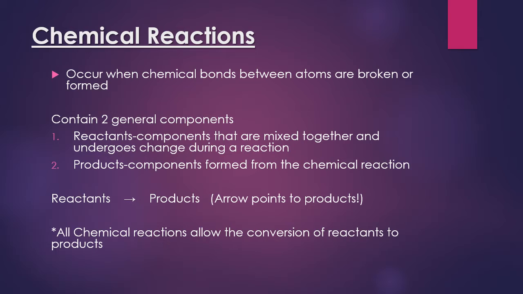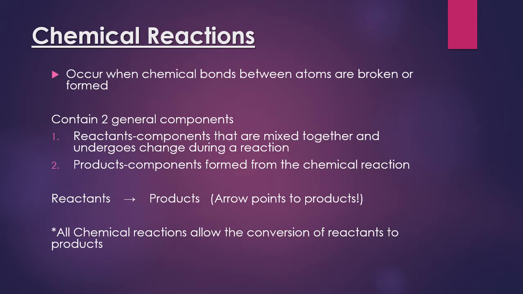So what is a chemical reaction? A chemical reaction occurs when chemical bonds between atoms are broken or formed. All right, so basically you are breaking bonds and forming new ones. You're making new compounds. You are rearranging atoms, essentially.